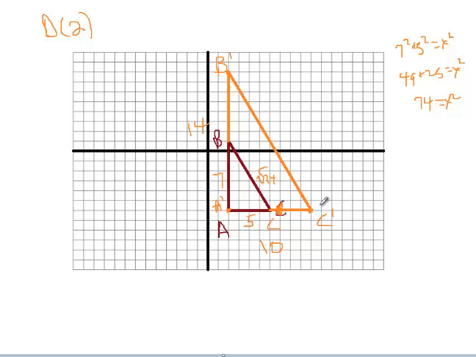And the long one, B prime, C prime, let's use the Pythagorean theorem again. A squared plus b squared equals c squared. 10 squared plus 14 squared equals c squared. 10 squared is 100. 14 squared is 196. 100 plus 196 is 296. So 296 equals c squared. So this is the square root of 296. It doesn't look like it's double, but it is. This is the square root of 74. This is the square root of 296.